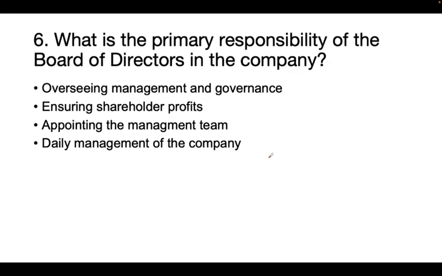Next question. What is the primary responsibility of the board of directors in the company? Overseeing management and governance, ensuring shareholders profit, appointing the management team, daily management of the company. So the correct answer is overseeing management and governance.